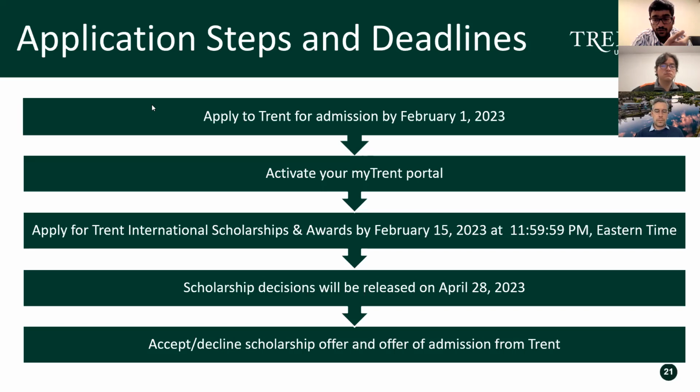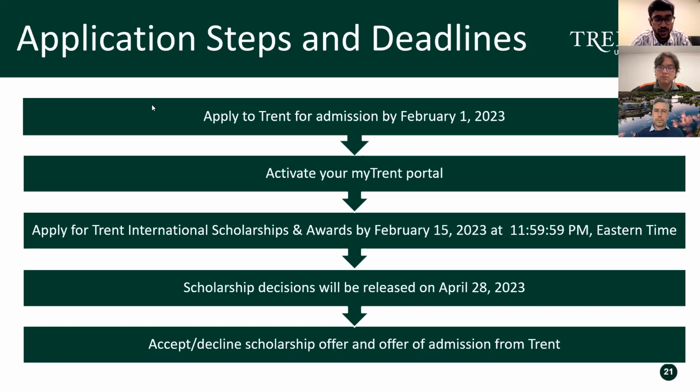So just like we have a deadline for you, we have set a deadline for ourselves as well, and we will make sure to release all the decisions by April 28th. One thing to keep in mind is that applying early for the scholarships does not make a difference, because we will start assessing the applications only after February 15th. So students who have already applied don't have an advantage over students who apply near the deadline.